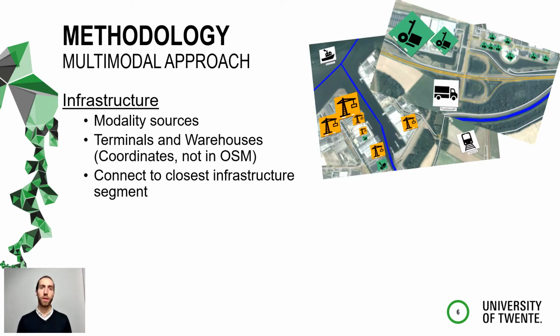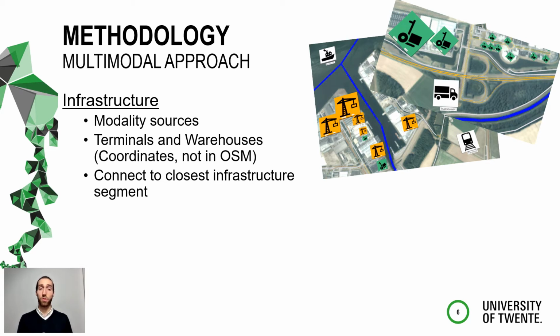So, how do we use this generated infrastructure for multimodal transport? First, we generate some modality sources, trucks, barges, and trains in this example, and they are, for example, close to the entrances of these logistics areas.